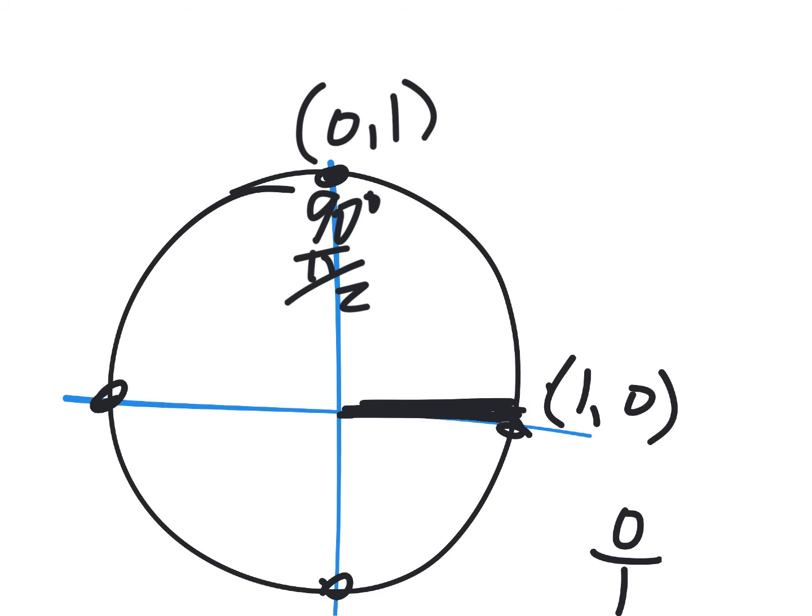So many little things to know. What's the sine of pi over 2? 1. What's the cosine of pi over 2? 0. And what's the tangent of pi over 2? Can you do 1 over 0? Is that allowed? No, you can't have a 0 on the bottom.